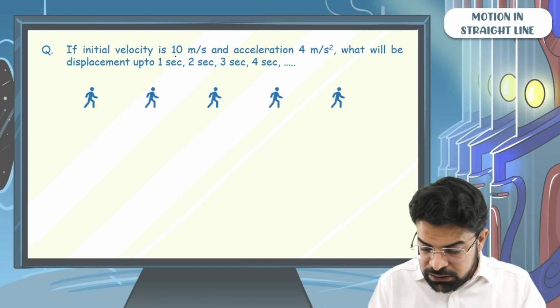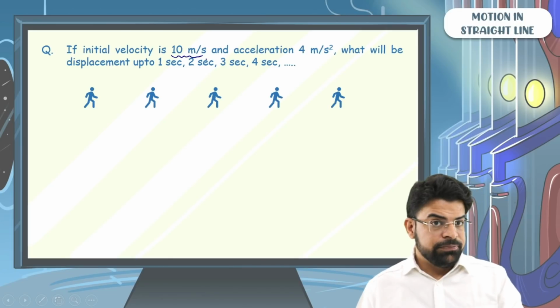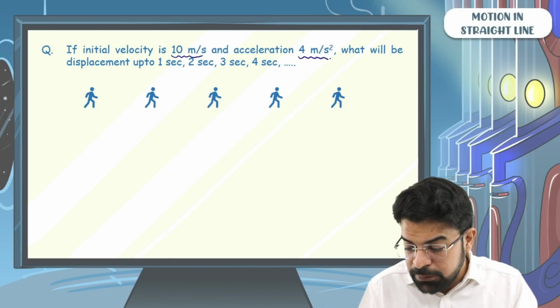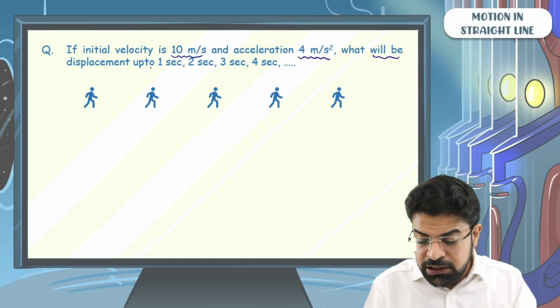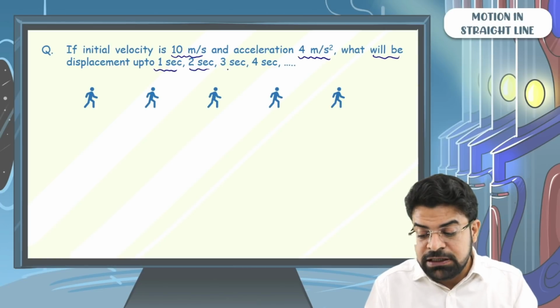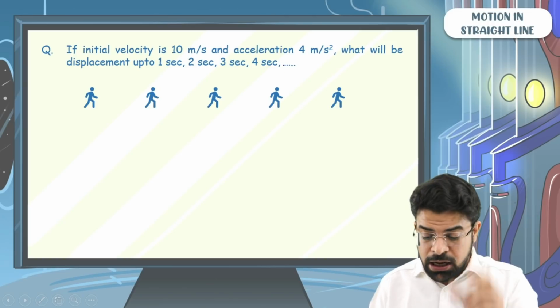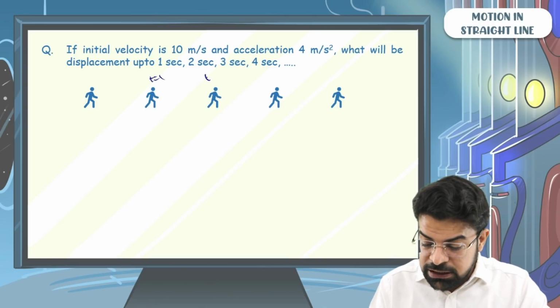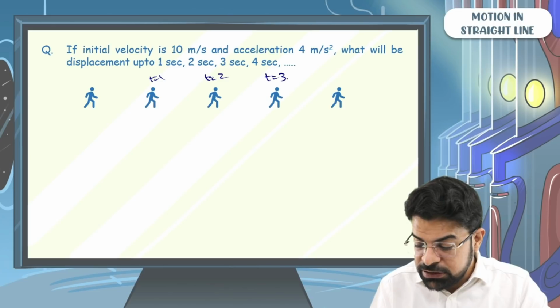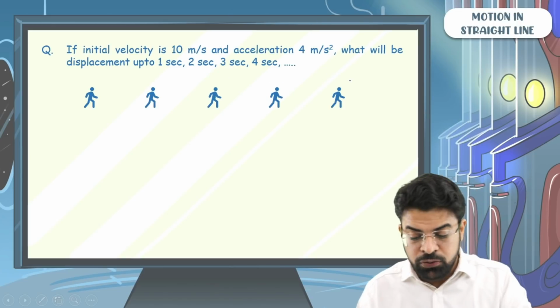If the initial speed is 10 meter per second and acceleration is 4 meter per second square, what will be the displacement up to time equals 1 second, 2 second, 3 second, 4 second? How to find displacement up to time equals 1 second, time equals 2 second, time equals 3 second, time equals 4 second? What to do? So let's see.